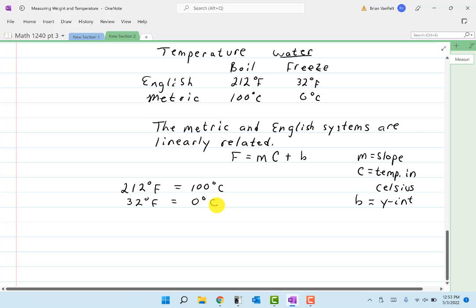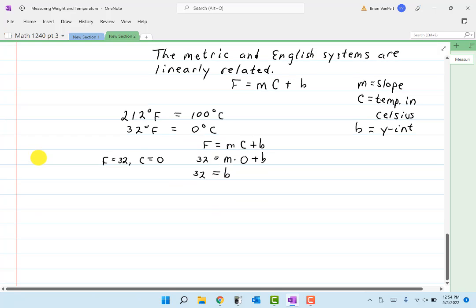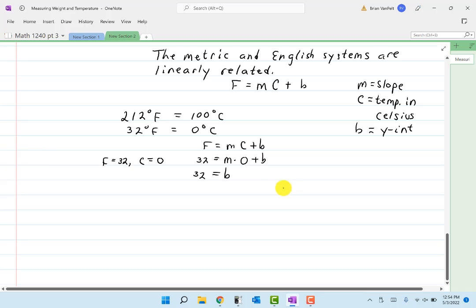So I'm going to start with that one. So when I look at my formula, F equals MC plus B, I'm going to start with F equals 32, C equals 0. So I'll replace my F with 32 and the C with 0. Well, M times 0 is 0, so this means that B is equal to 32. So my formula that I have so far is this: F equals MC plus 32.